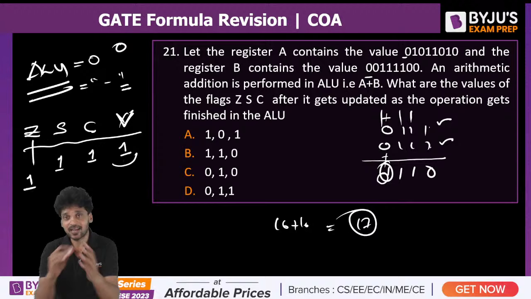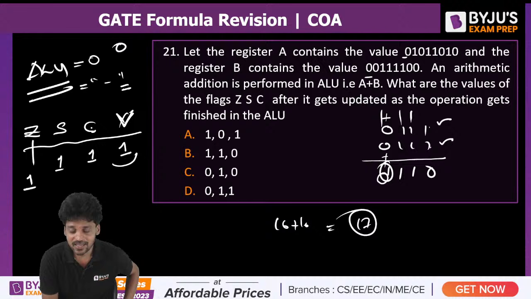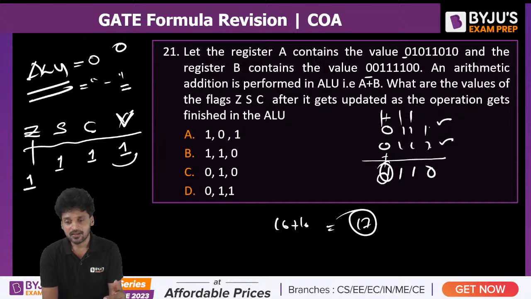So, ZSCV, meaning zero, sign, carry and overflow. Zero flag will be set whenever the ALU output is equal to 0. Sign flag will be set whenever the ALU output is negative. Carry flag will be set whenever the ALU output is having an additional digit. Overflow flag will be set to 1 whenever there is an accidental reversal of the sign.